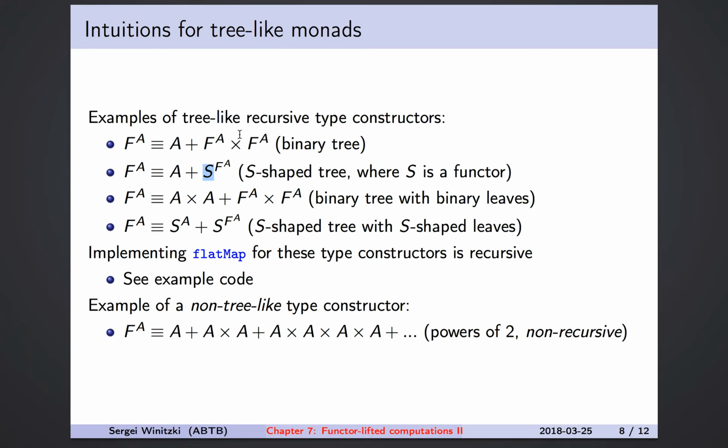Another interesting example of a tree is when both the leaves and the branches have the same shape. So the leaf must have a pair, and the branches must be 2. And an analogous generalization is when you have functor-shaped leaf and a functor-shaped branching. So these are perhaps more rarely used, but I found them interesting to consider as examples. For all of these, you can implement flatMap, and we'll look at examples of how to do that.